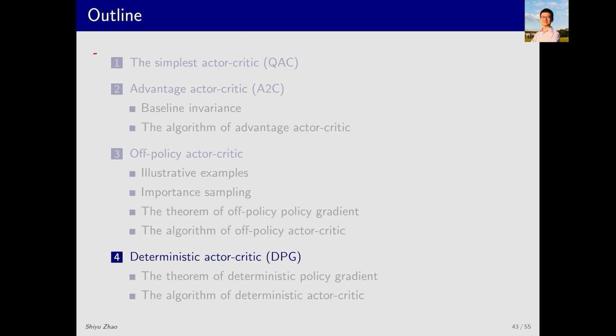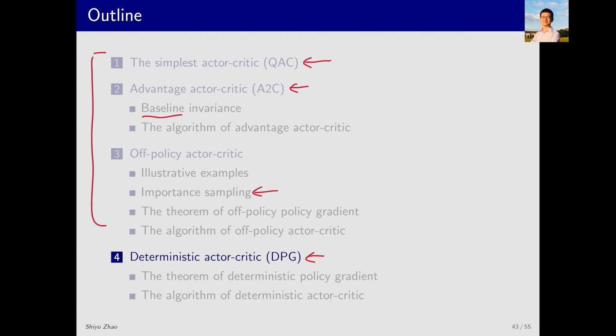So far, we've covered the first three parts. Before diving into the fourth part, let's do a quick summary. In the part about QAC, the main focus was on the concept behind the Actor-Critic framework. In the part about A2C, the goal was to highlight the use of a baseline to reduce estimation variance. In the part about off-policy Actor-Critic, the primary purpose was to introduce the importance sampling technique.